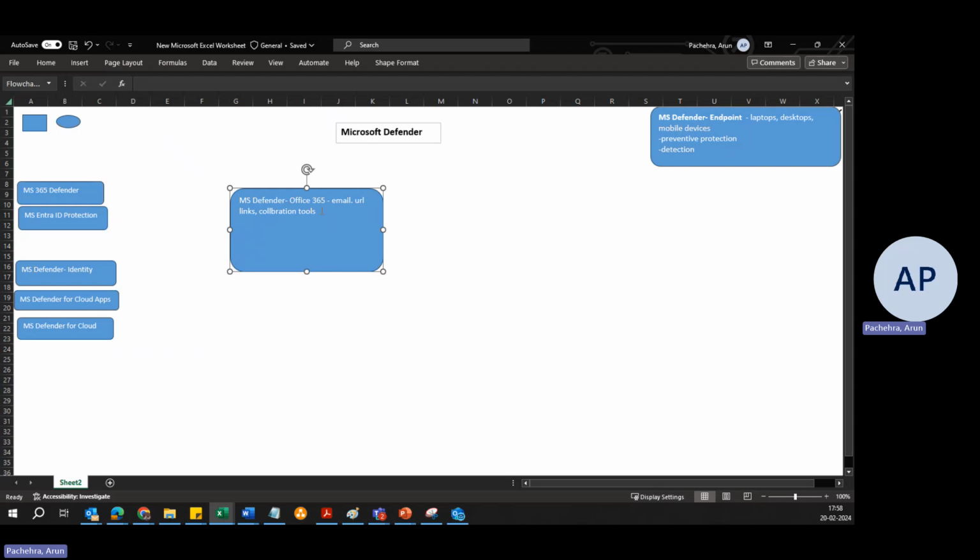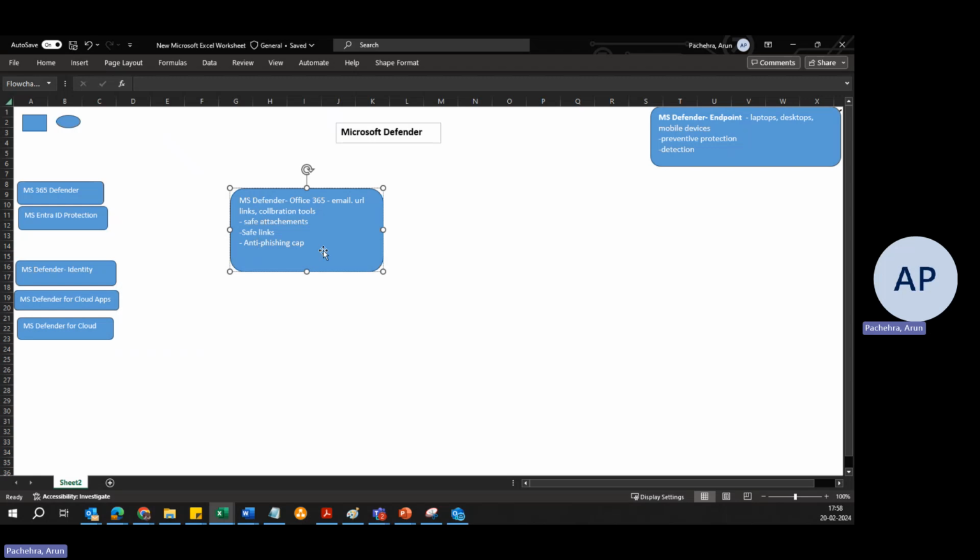And the offerings it includes are, you could say, safe attachments, safe links, and of course anti-phishing capabilities. If you are from the US, then it's anti-phishing, right? It's anti-phishing, else it is anti-phishing.